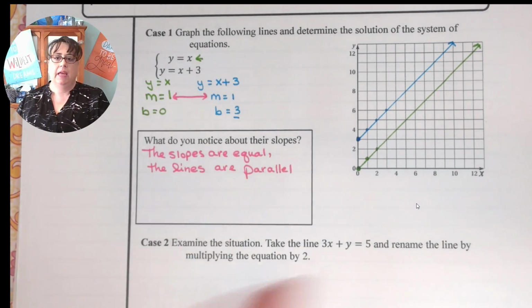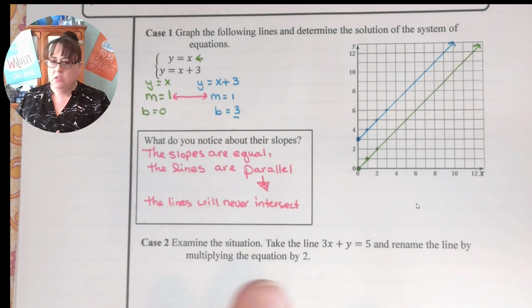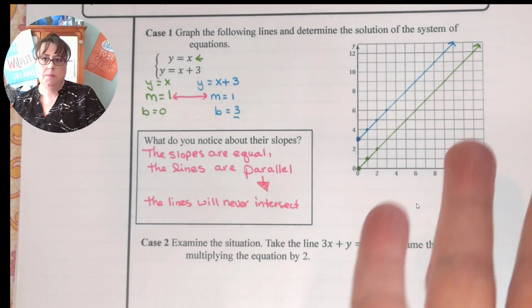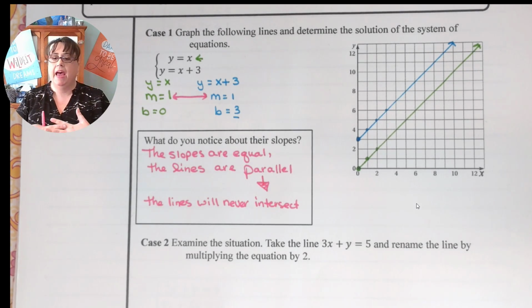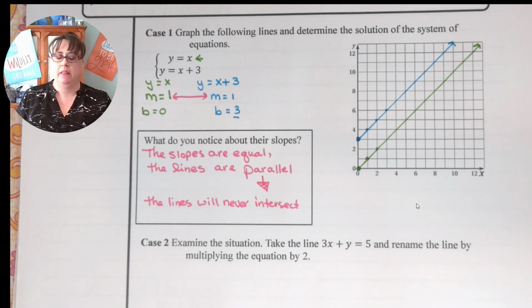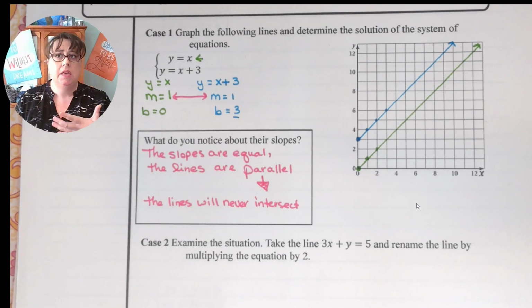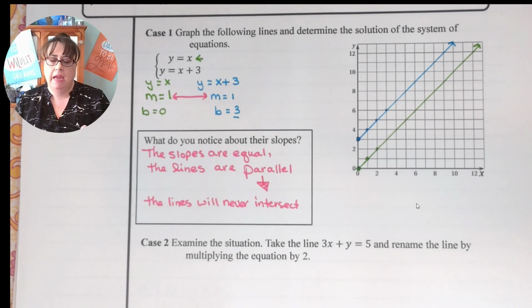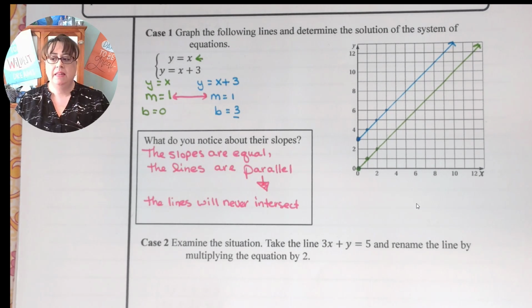And now we look at the lines. If you look at the lines, they are not going to intersect. So by the definition of parallel, and also by looking at our picture, we can see that the lines are not going to intersect. And now let's just pull that thread a little bit more. We know that the solution of a system means the point where they intersect. Well, if these are parallel lines and they're never going to intersect, that means that there's never going to be a point where they intersect, which means that parallel lines don't have a solution.